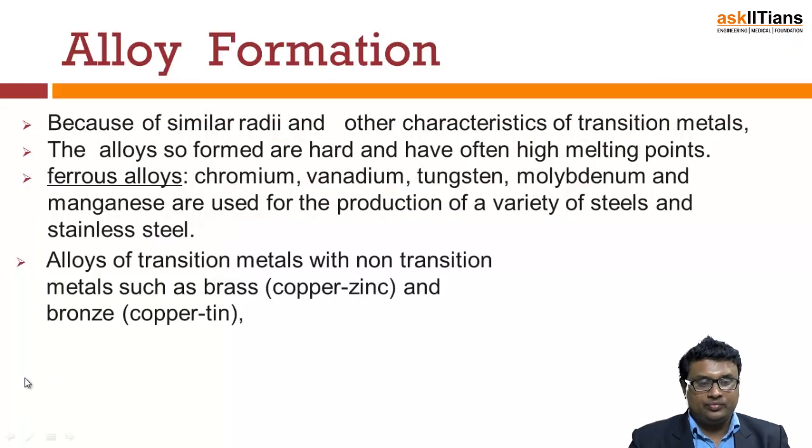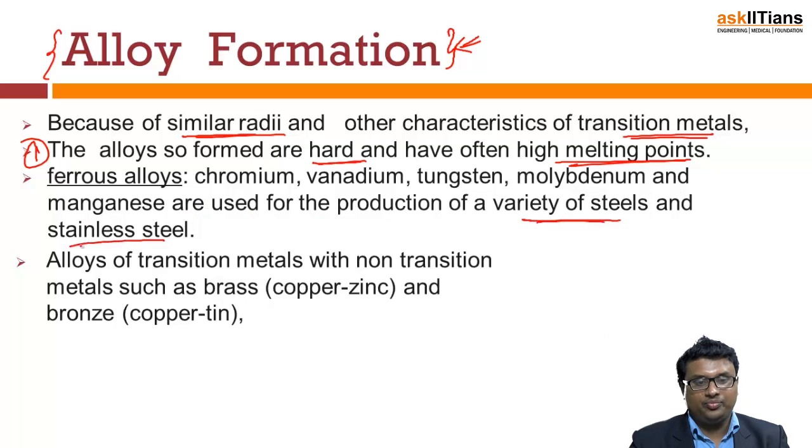Alloy formation. Another important property of transition elements is the formation of alloys. Because of similar radii and other characteristics of transition metals, they have the characteristic of alloy formation. The alloys so formed are very hard and often have high melting points. This is one of the first properties of alloys. Ferrous alloys can have chromium, vanadium, tungsten, molybdenum and manganese. These are all used for the production of a variety of steels and stainless steel.